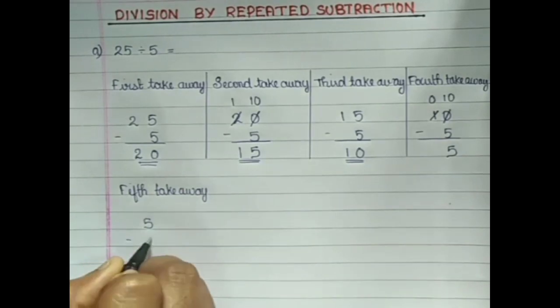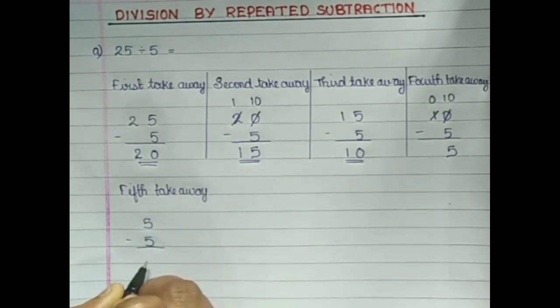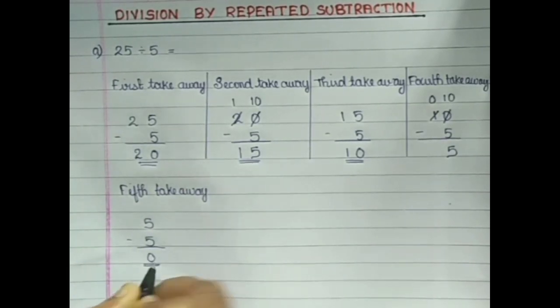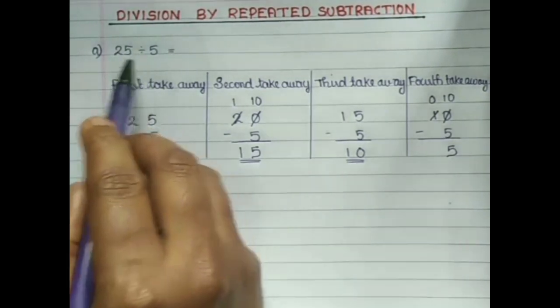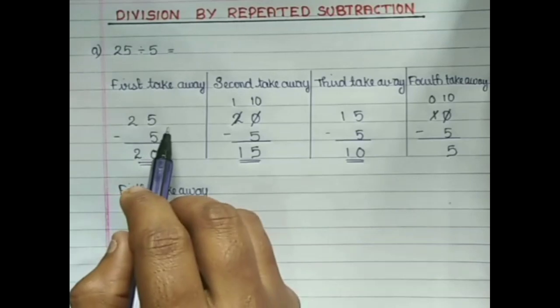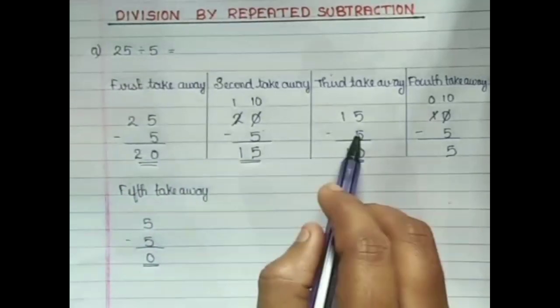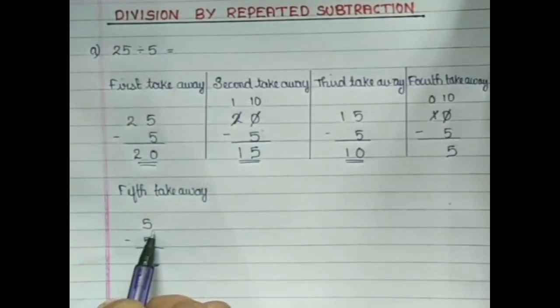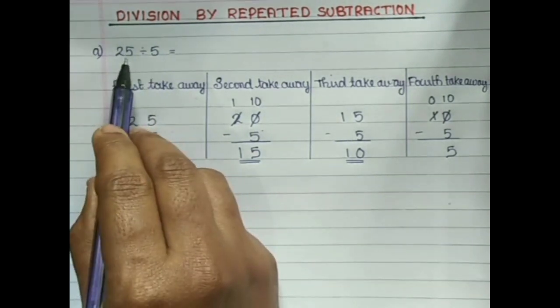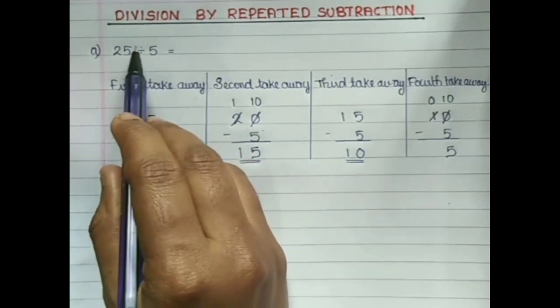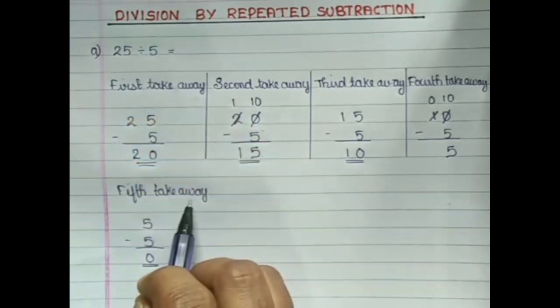5 minus 5, the answer is 0. So children, how many times did we subtract the number 5 from the number 25? We can count: 1, 2, 3, 4, 5. So we have subtracted the number 5 five times from the number 25. So 25 divided by 5, the answer is 5.